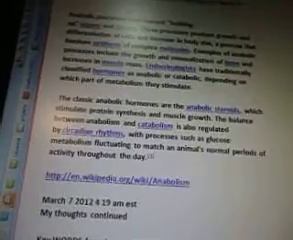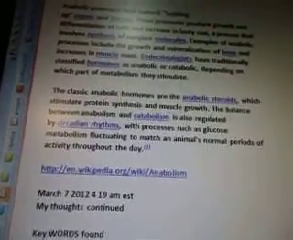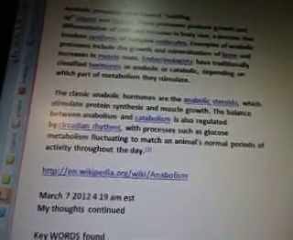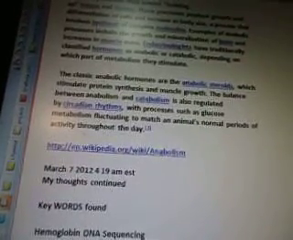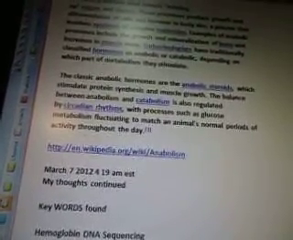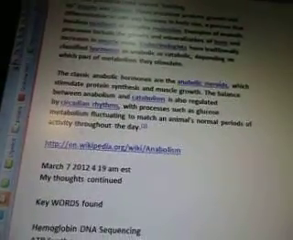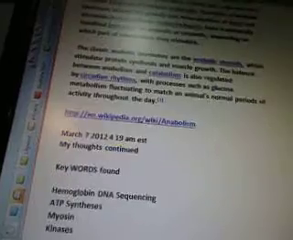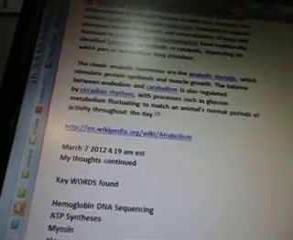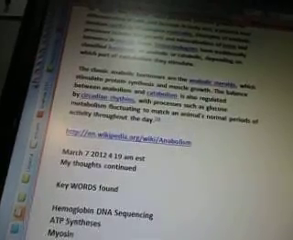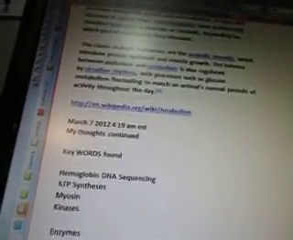Endocrinologists have traditionally classified hormones as anabolic or catabolic, depending on which part of metabolism they stimulate. The classic anabolic hormones are the anabolic steroids, which stimulate protein synthesis and muscle growth. The balance between anabolism and catabolism is also regulated by circadian rhythms, with processes such as glucose metabolism fluctuating to match an animal's normal periods of activity through the day.